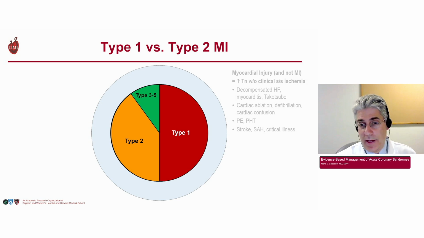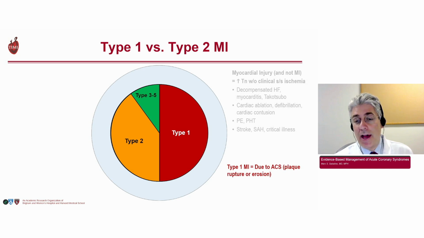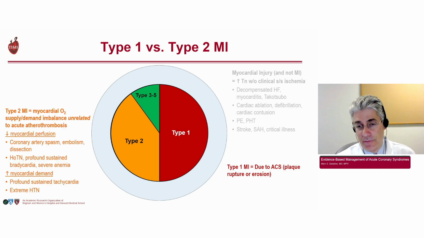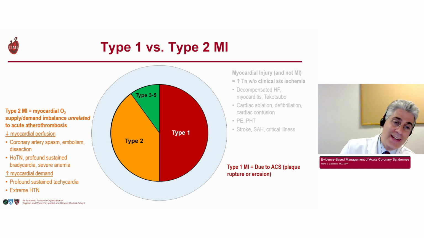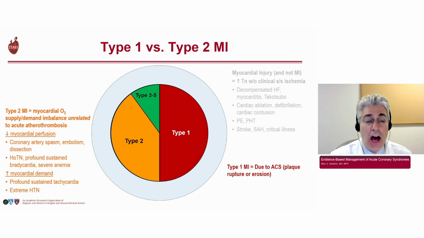In the world of MIs, then you also need to think about, is this a type 1 or type 2 MI? What do we mean by that? Type 1 MI is due to ACS, an acute coronary syndrome, plaque rupture and erosion, a change in the plaque itself. Type 2 MI also is related to myocardial oxygen supply demand imbalance, but in this case, unrelated to acute atherothrombosis. What are some examples of that?